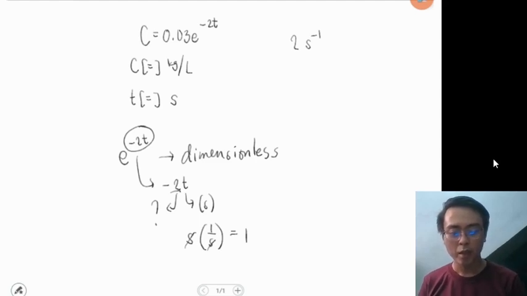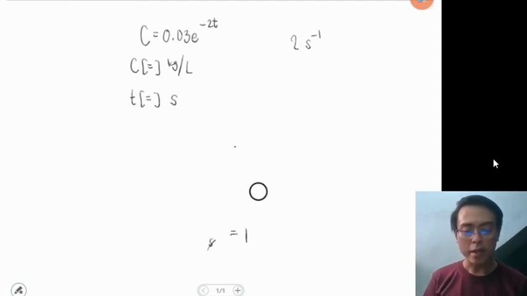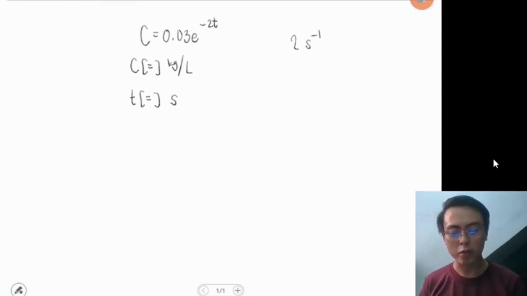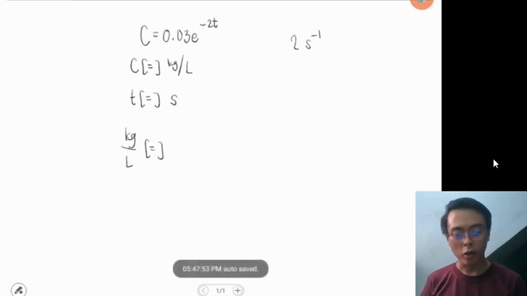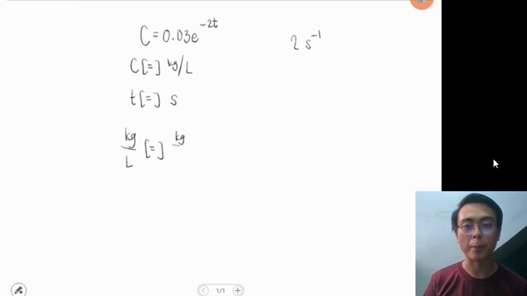Next, if you take a look at the entire equation, C is equal to 0.03 e raised to negative 2t. The concentration C is in kilograms per liter. On the other side, we also want it to become kilograms per liter. So let me write a comparison of units. On the left-hand side, we want the unit to be kilograms per liter. On the right-hand side, we also want the units to be kilograms per liter.